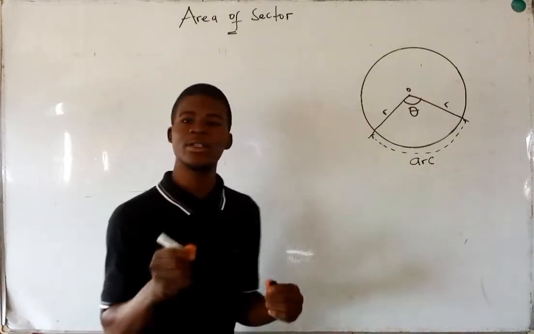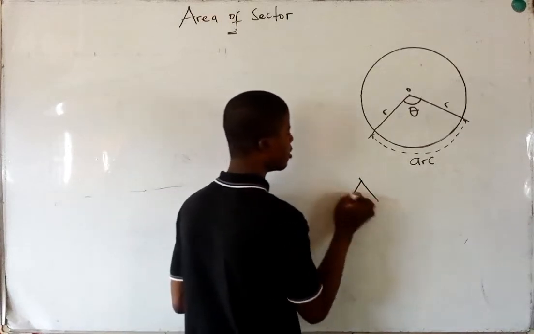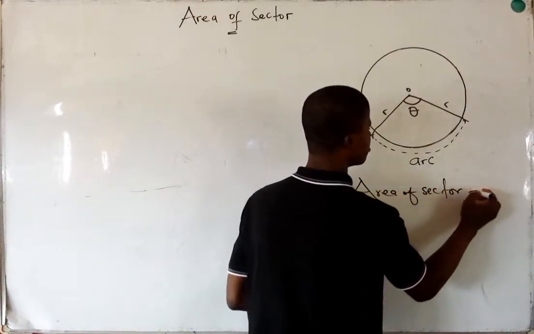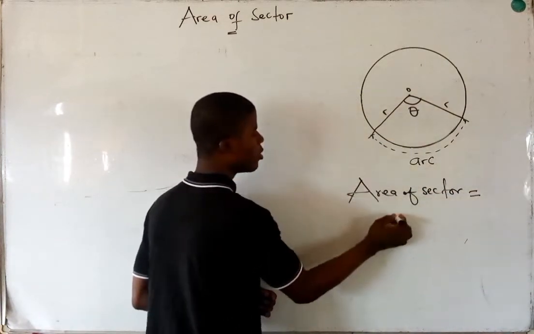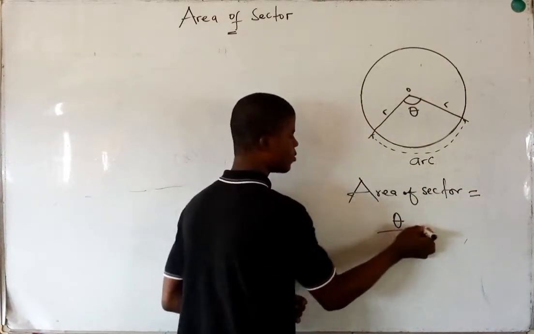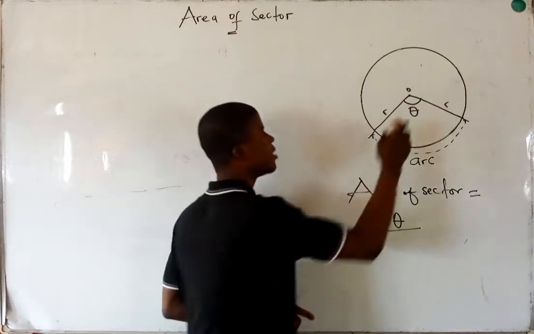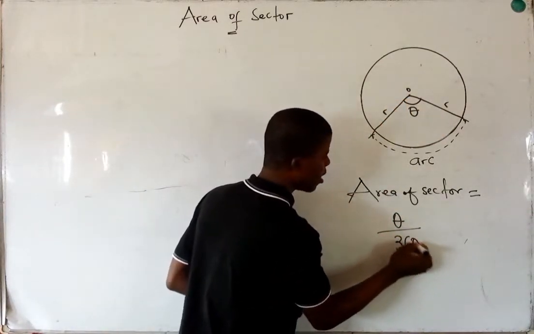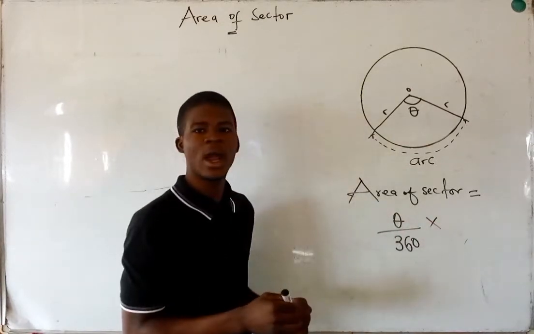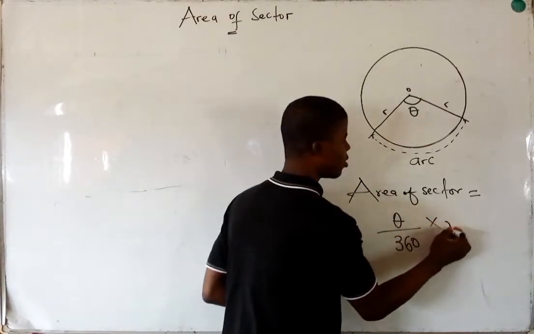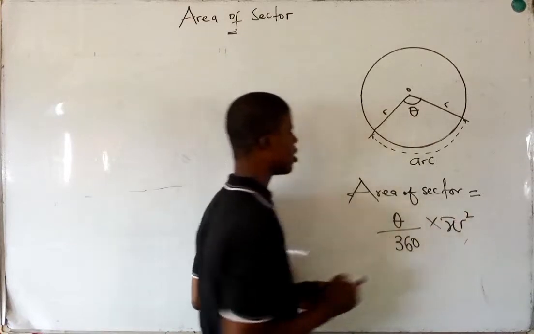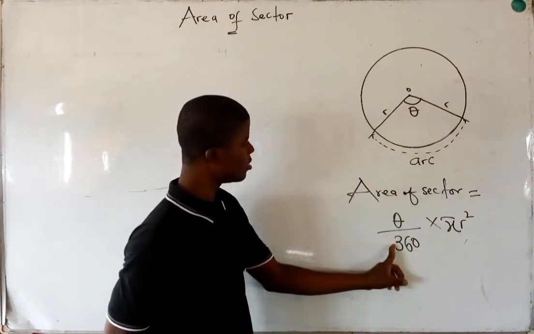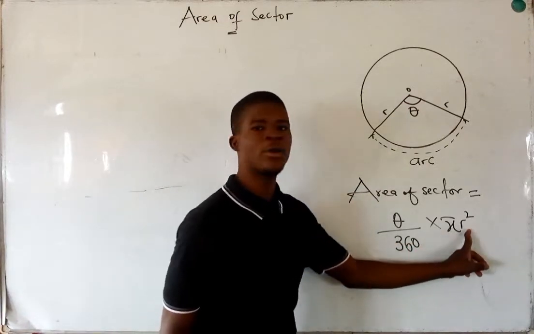And the area of the sector is equal to the angle subtended at the center, which is theta, over the entire angle of a circle, which is 360 degrees, over 360, times the area of a circle. The area of the circle is what? Pi r squared. So the area of a sector is theta over 360 times pi r squared.